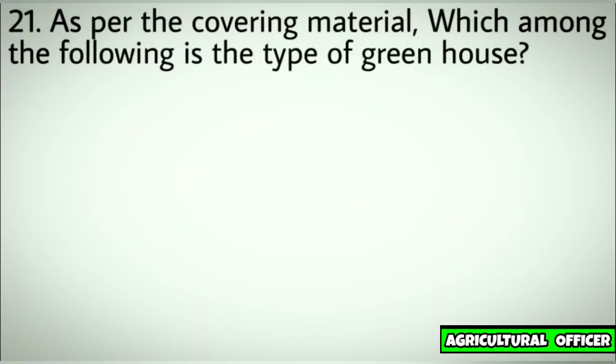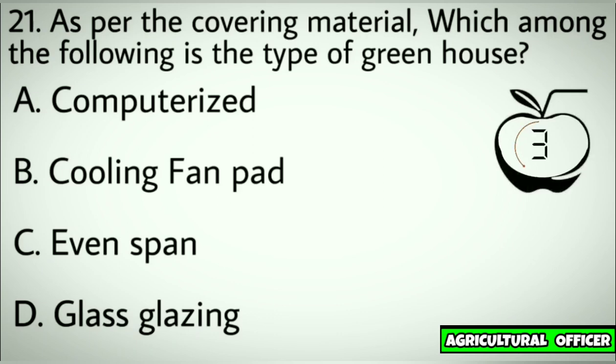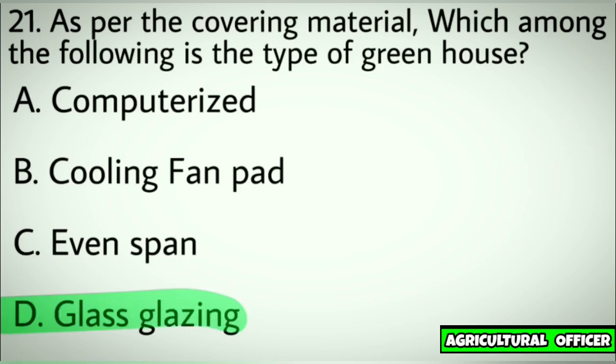Question number 21. As per the covering material, which among the following is the type of greenhouse? Options A. Computerized, B. Cooling fan pad, C. Event span, D. Glass glazing. Correct answer D. Glass glazing.